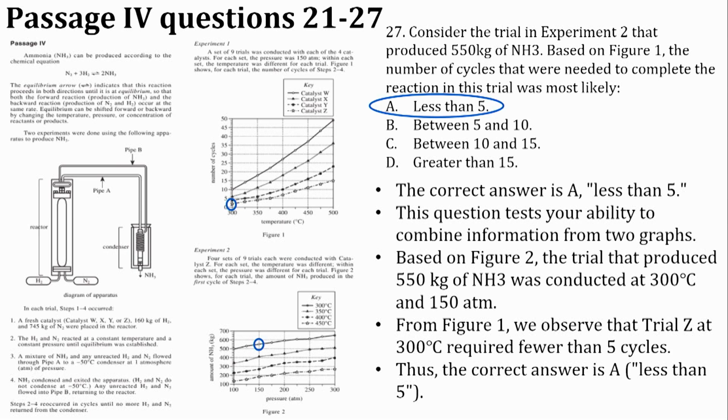Okay? So again, we're using 2 figures here to find this information. It's telling us that it wants to know in experiment 2 what produced that 550. Well, I can come over here and find that information by using these 2 figures.